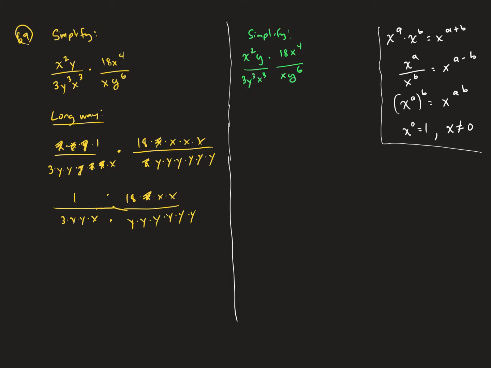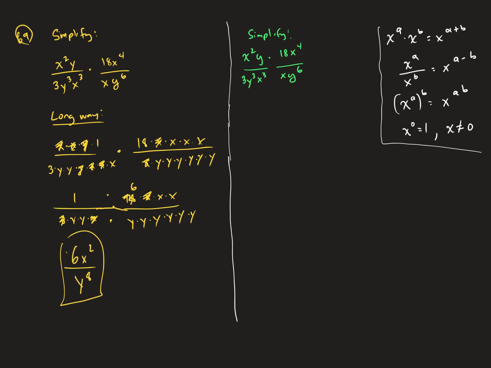So I have an x on top and an x on bottom. And then that 3 and that 18 will simplify. 3 goes into 18 6 times. So what I have now on top of that fraction is 6 times x times x. And on the bottom, y, y, y, y, y, y, y, y. 1, 2, 3, 4. Yeah, that's 8 y's. So y to the 8. And there's the simplified way.